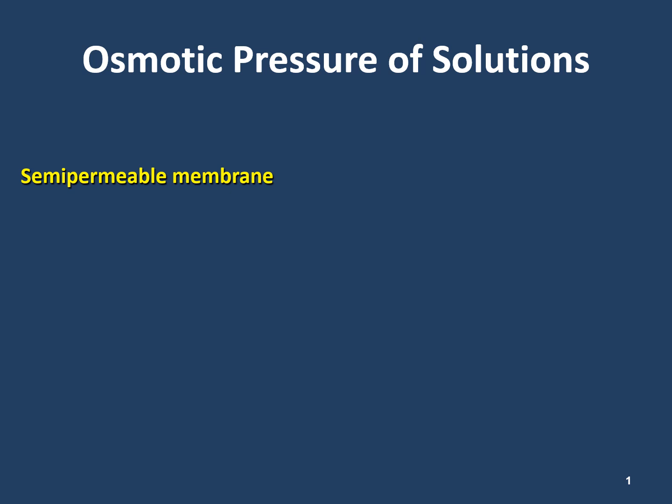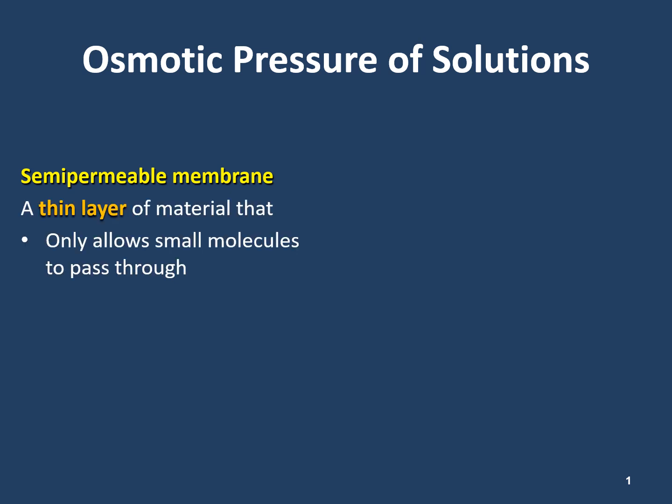Now, what is a semi-permeable membrane? A semi-permeable membrane is a thin layer of material that will allow only small things to pass through it, like molecules. Now, depending on the membrane you're using, you may be able to change what's known as the pore size of the material, which will allow different size of molecules through, while keeping others on one side of the material.